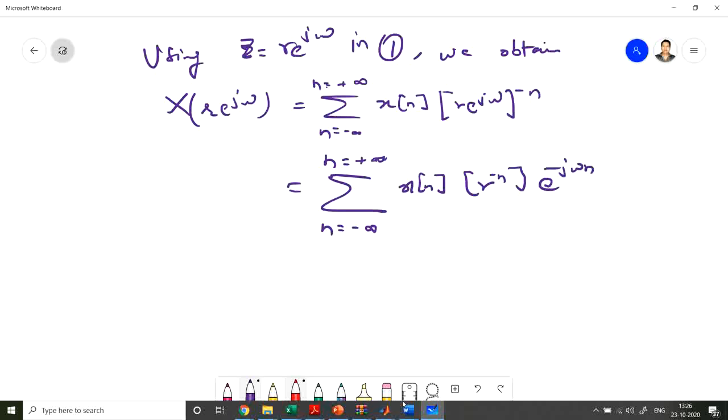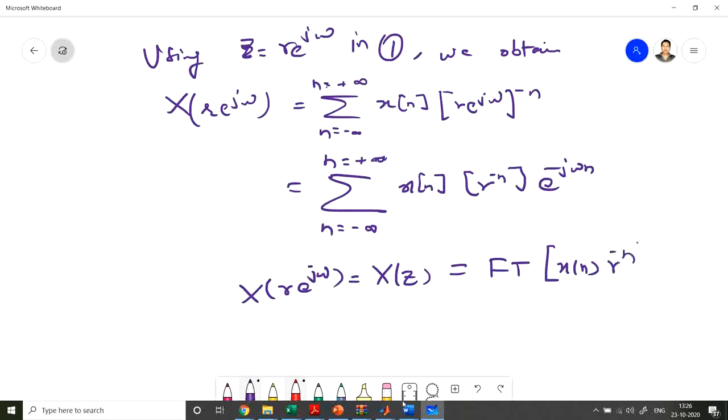Now, if we analyze this expression carefully, X(z) when z equals r e raised to the power j omega is nothing but the Fourier transform of x[n] r raised to the power minus n.